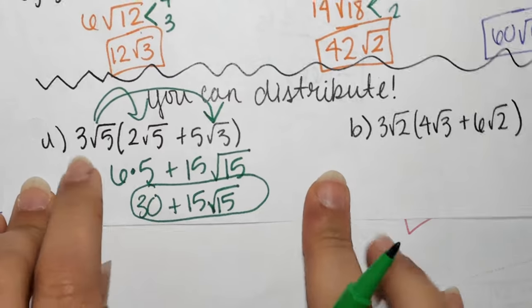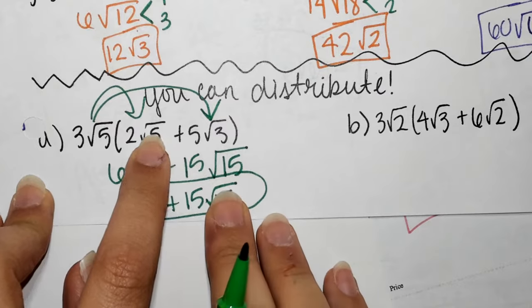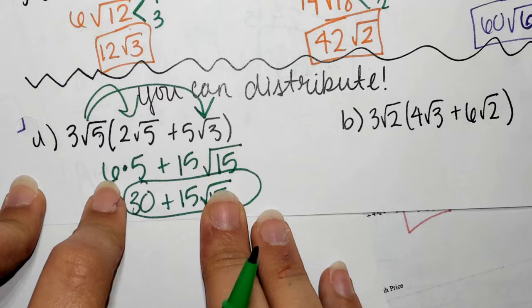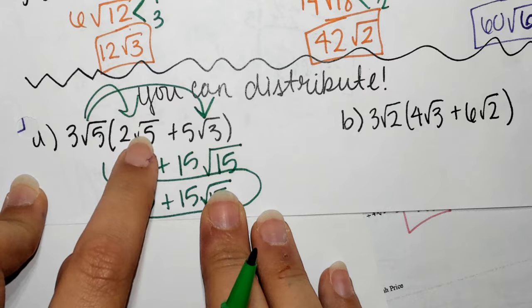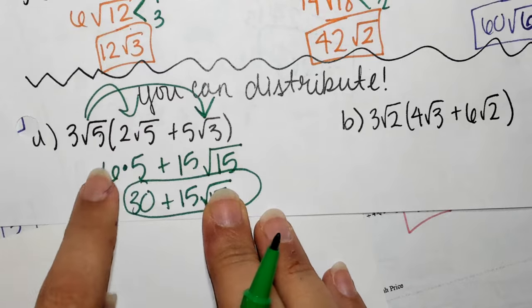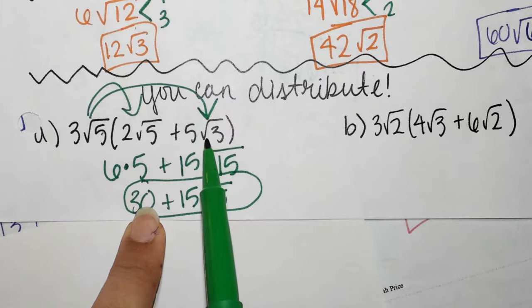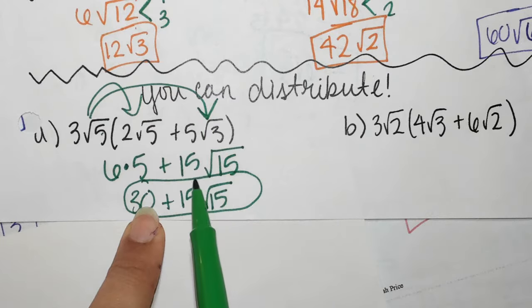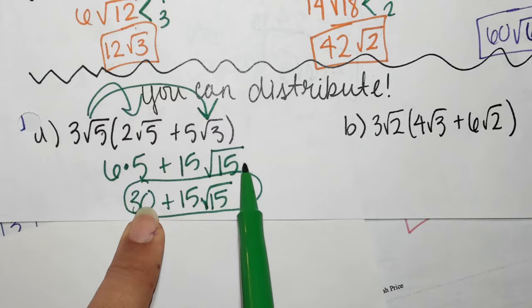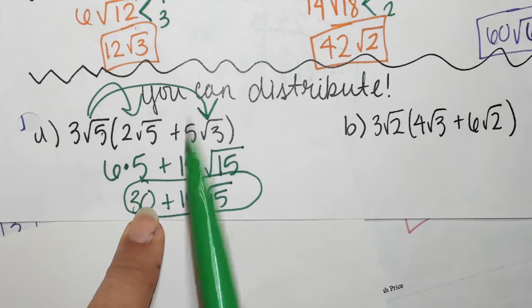Okay, the first thing I did was 3 root 5 times 2 root 5. So I said 3 times 2 and I got 6. Root 5 times root 5 gave me 5. So then 6 times 5 gave me 30. Then I did 3 root 5 times 5 root 3. 3 times 5 gave me 15. 5 times 3 gave me root 15. And then this is my answer.